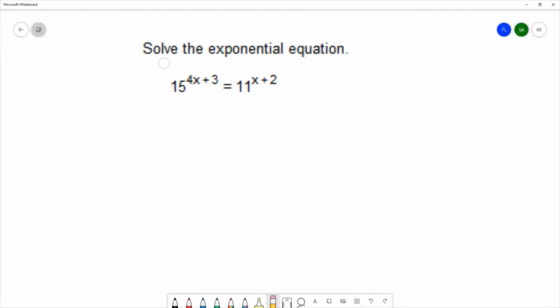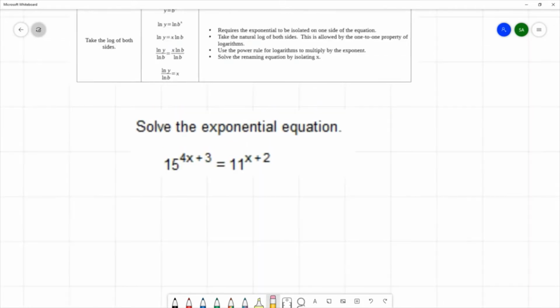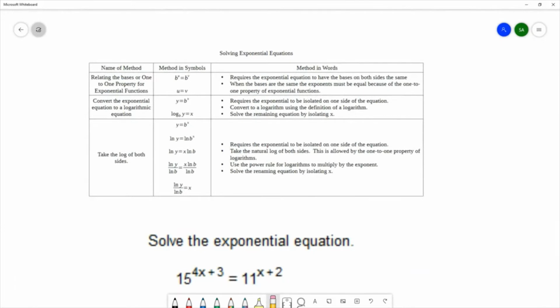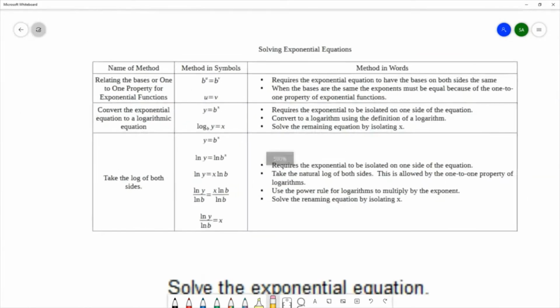In this question, we want to solve the exponential equation 15 to the 4x plus 3 equals 11 to the x plus 2. Before we get started on this question, I have some information on some methods for solving exponential equations. Let's take a look at those.